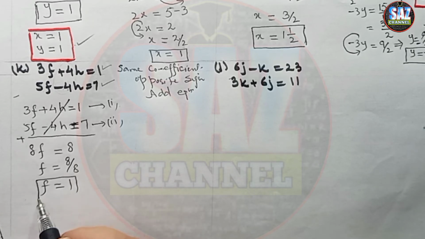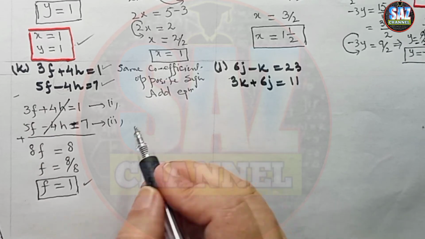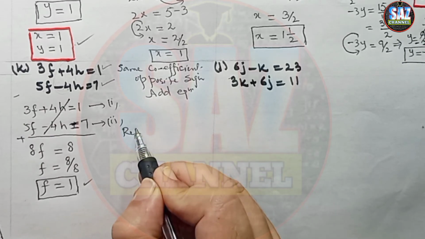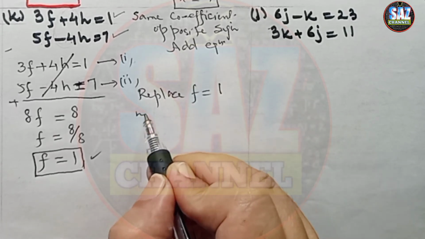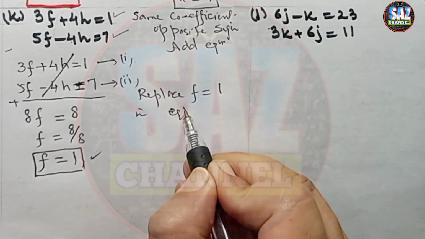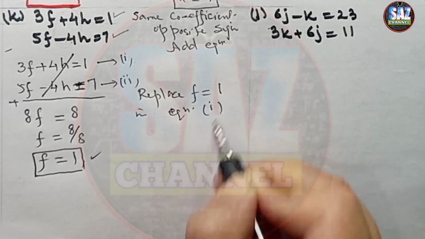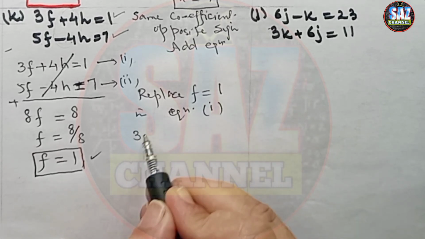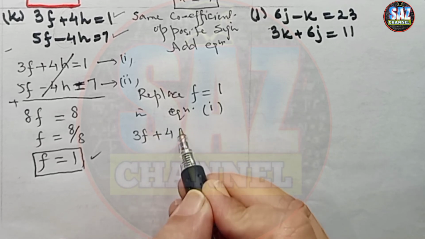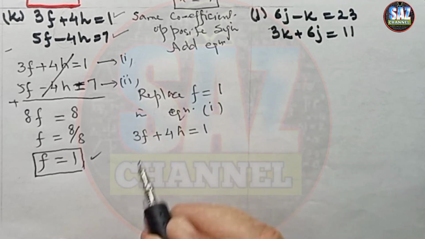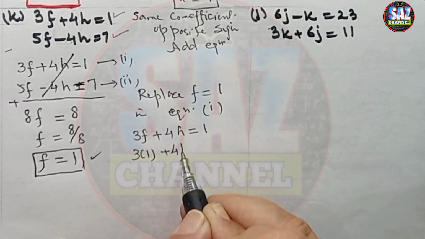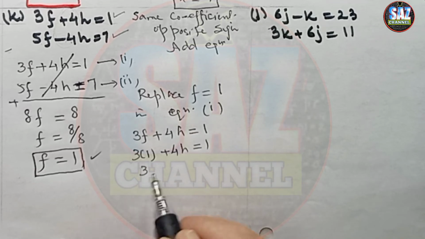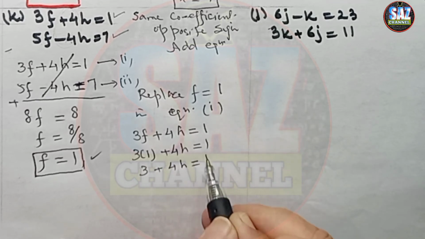After getting the value of the first variable, we have to obtain the value of the second variable as well. Replace f equals 1 in equation 1, and this will take the form 3f plus 4h equals 1. This will be 3 into 1 plus 4h equals 1. 3 plus 4h equals 1.